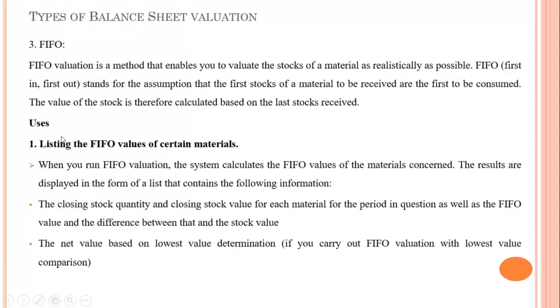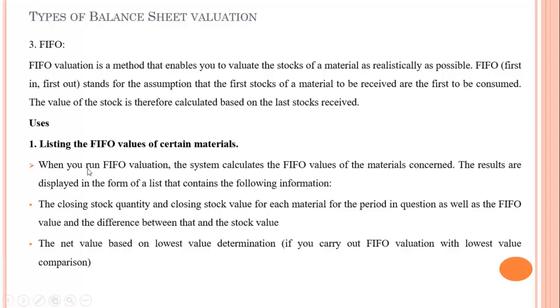Which sheet valuation is FIFO, that means first in first out. It's completely the reverse of last in first out. Okay, so it is a method of valuation that enables you to evaluate the stocks of a material in a real time manner. So it stands for the assumption that first stock of a material to be received is to be consumed first. Okay, the stock received first is to be consumed first. That is, it is known as first in first out. The value of stock is therefore calculated based on the last stock received.